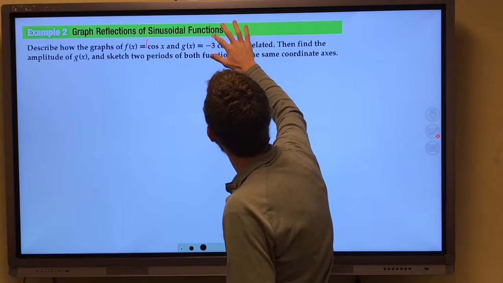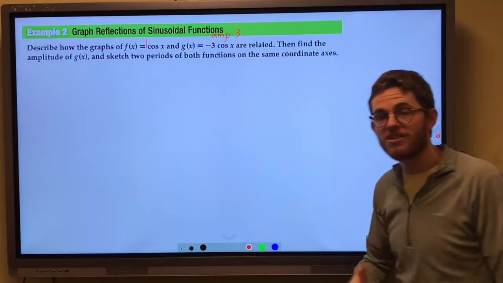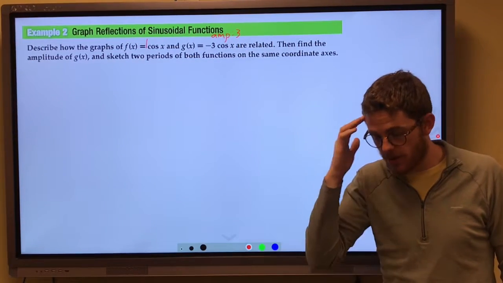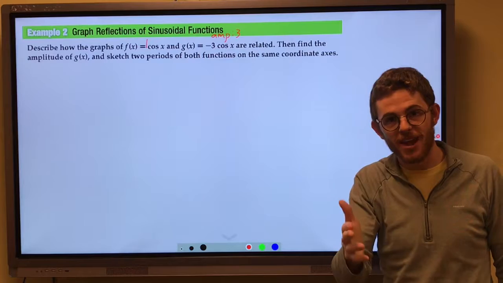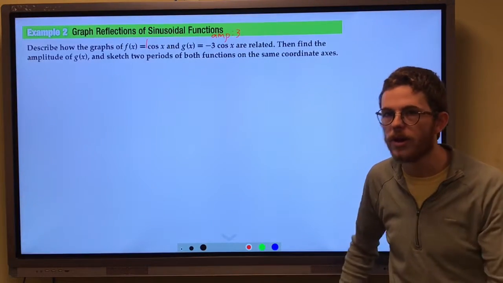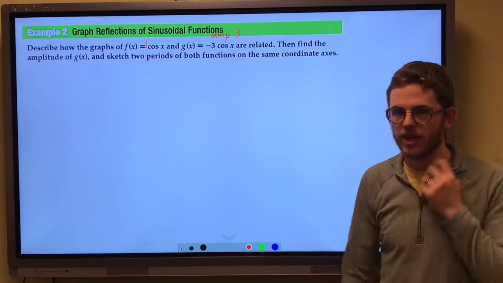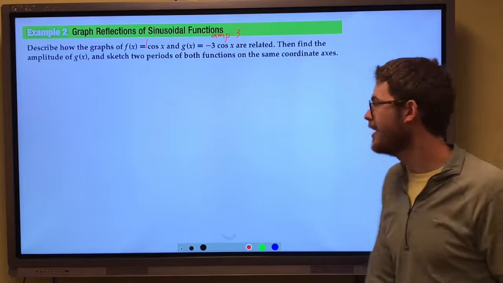So the amplitude here is 3. Now what does that negative do? Think about it. That negative is going to reflect it across the x-axis. Just like always, whenever we put a negative out in front of that function, it's going to reflect that function across the x-axis.